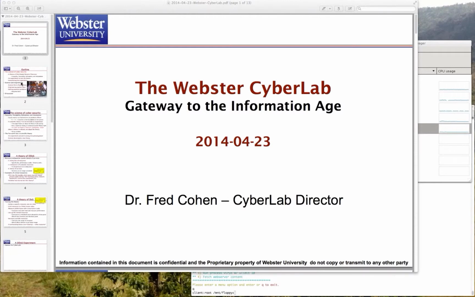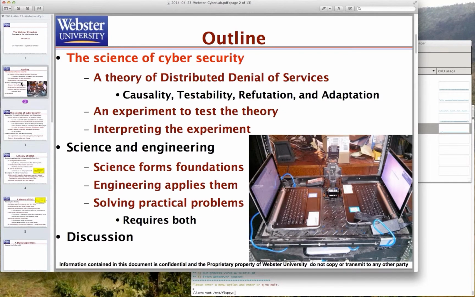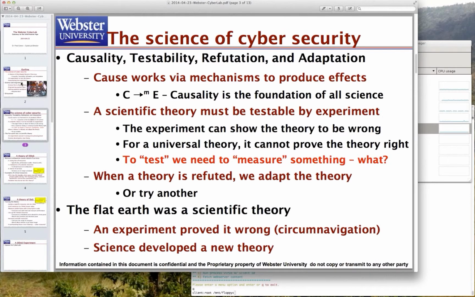Welcome to the Webster CyberLab. We're going to talk today about the use of the CyberLab for doing science of cybersecurity. And this is an outline of our talk.